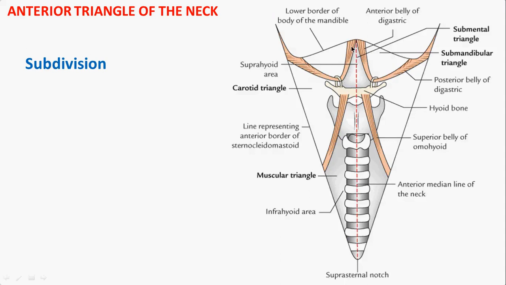Here in this figure you can see very well, this is the submental triangle that is bounded by the anterior belly of the digastric, and this is the hyoid bone. This is a half part of the submental triangle, and this is the other half part of the submental triangle. So this is the complete submental triangle. You can see the submandibular triangle, or you can say the digastric triangle.